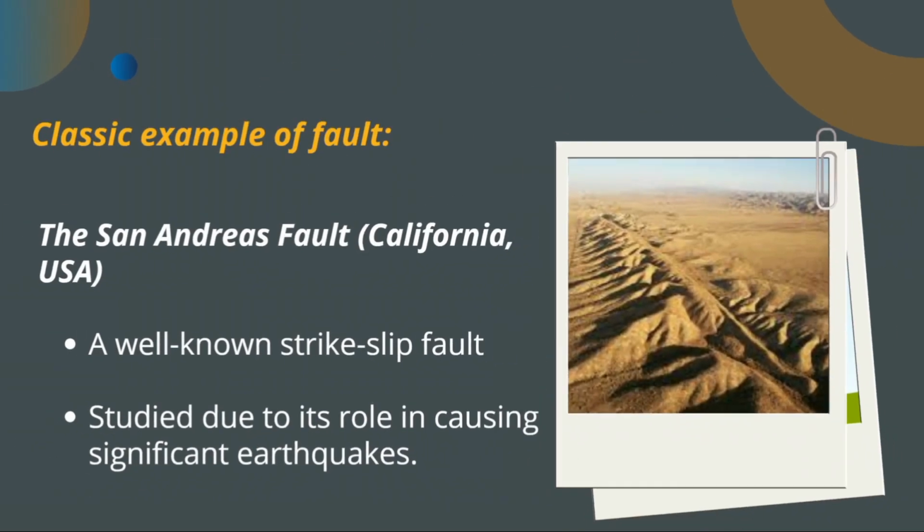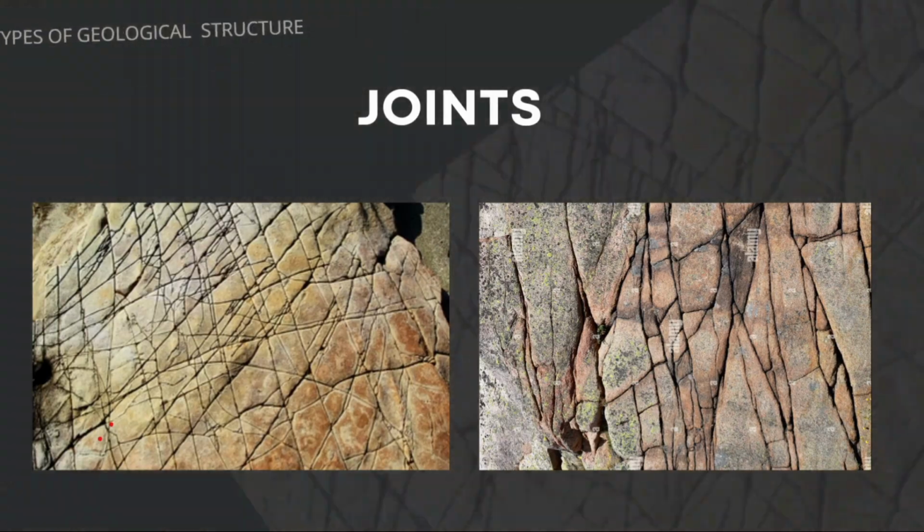One classic example of fault is the San Andreas Fault in California, USA, a well-known strike-slip fault. It is studied due to its role in causing significant earthquakes. Now let's proceed to joints.